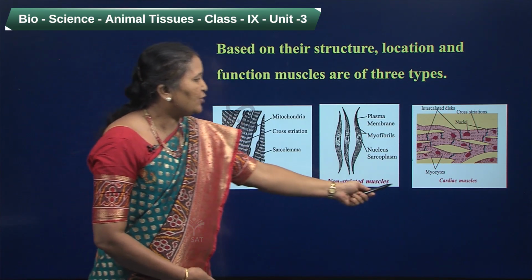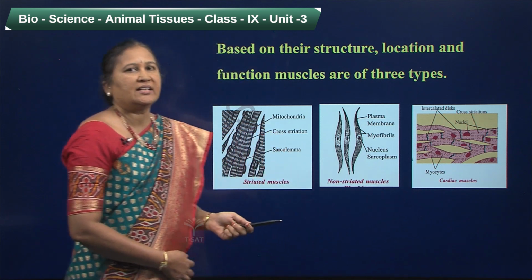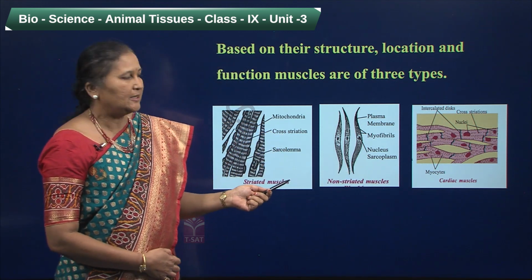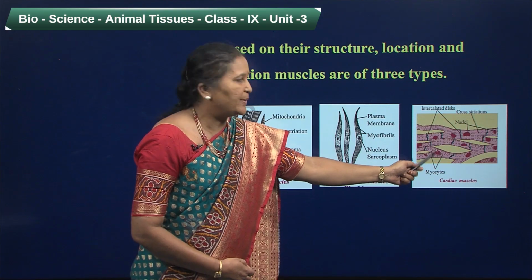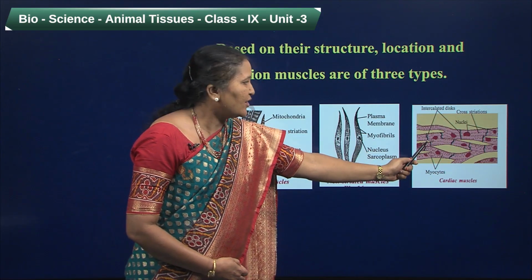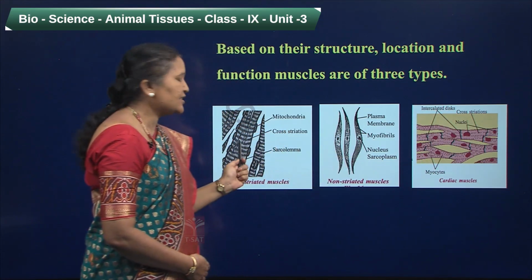And the third type of muscles are cardiac muscles. The name itself suggests that this type of muscles are present in our heart. These muscle cells are branched and they have single nuclei. You can observe that there are also striations, and here also striations.